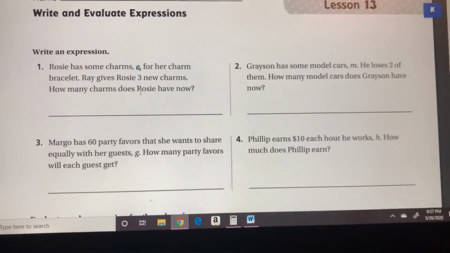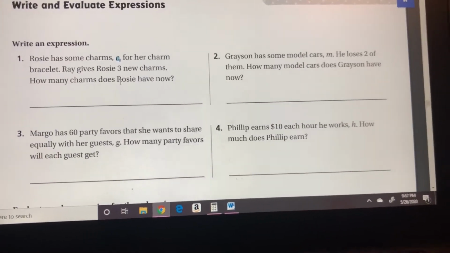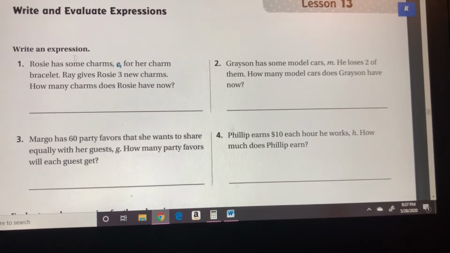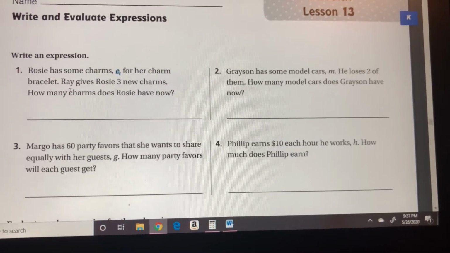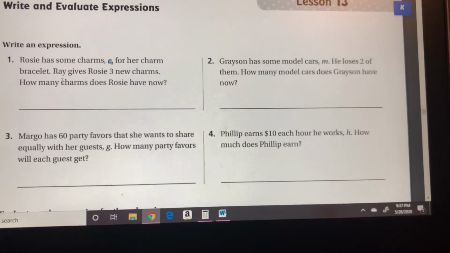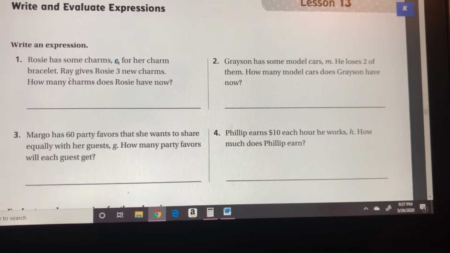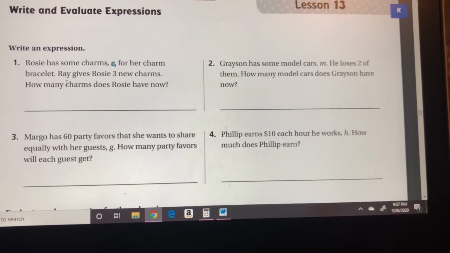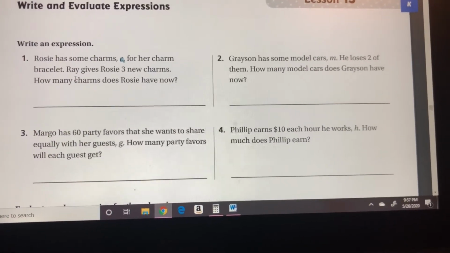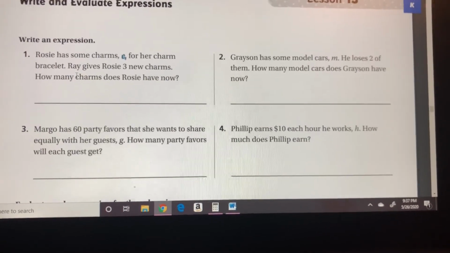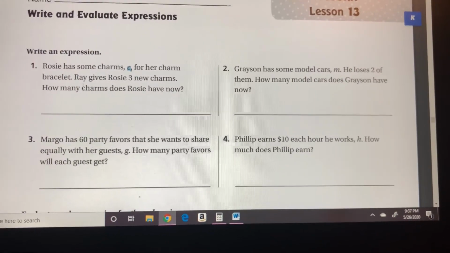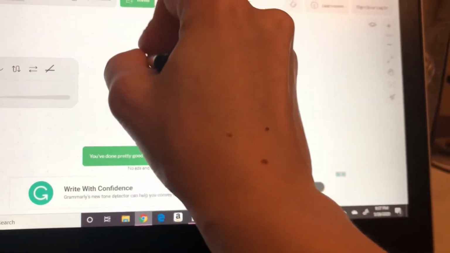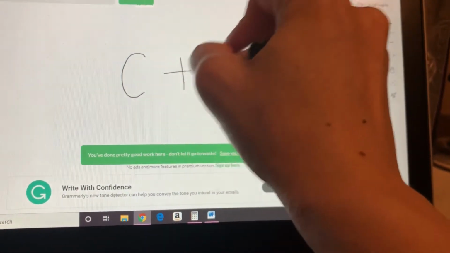And we've actually done a little bit of this in class before, so it should be pretty simple. When you're writing an expression, you want to think about what the word problem is telling you. She has some charms, and Ray gives her 3 more. So from understanding what's happening in this problem, she's receiving 3 more. So in this case, we're adding, right? So we're gonna write C plus 3.